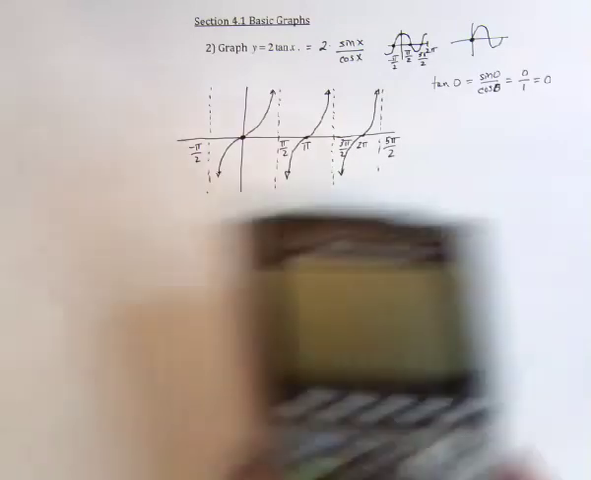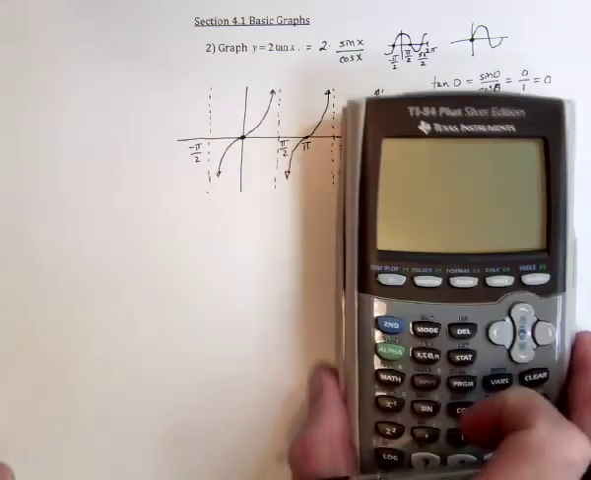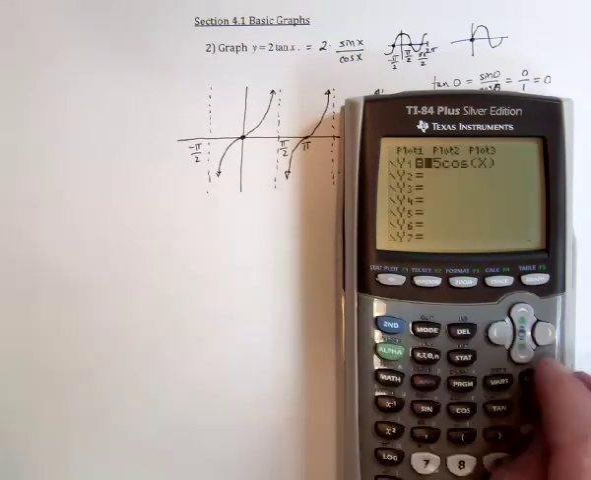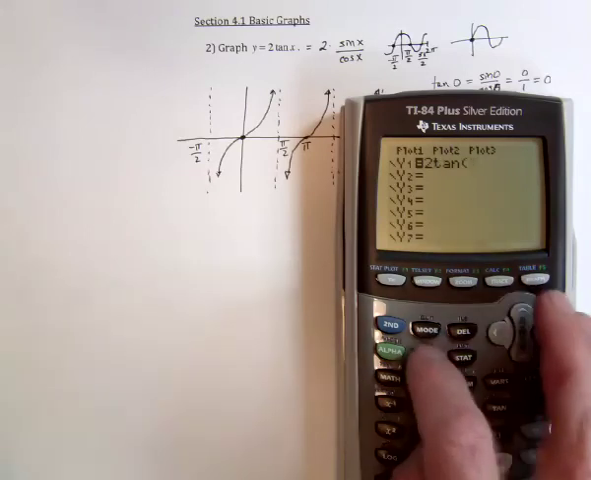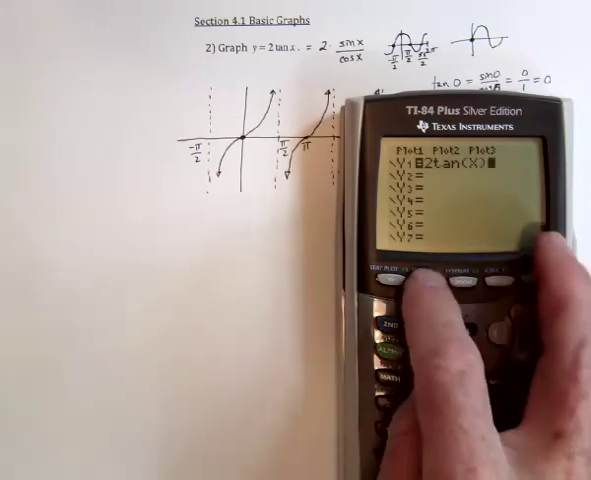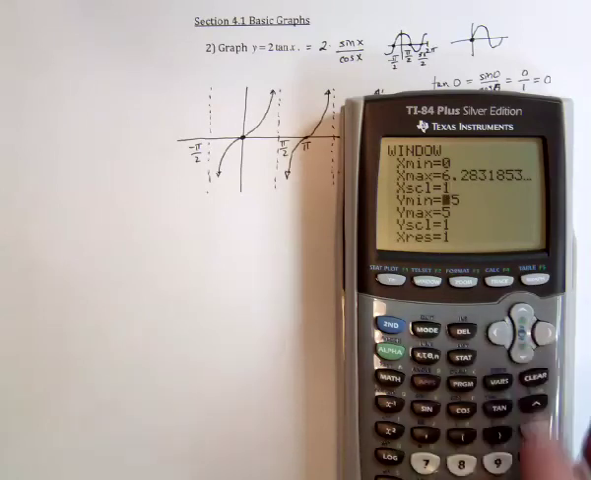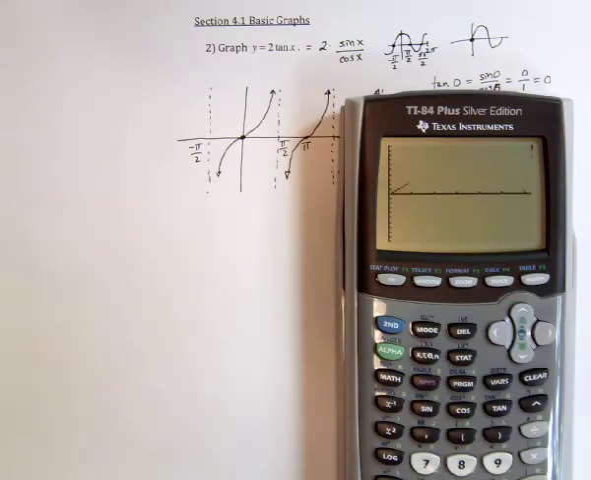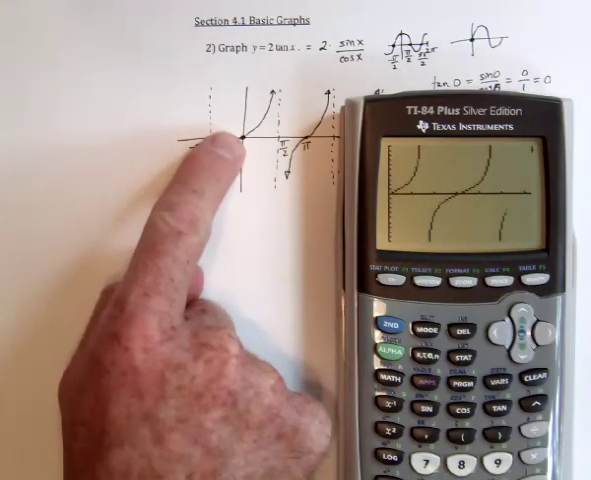And then I want to take a look at the graph. So y equals 2 tangent of x on the window from 0 to 2 pi. And because it's going up pretty tall, I'm going to have it go from negative 10 to 10 on the y-axis. And so that's basically that part.